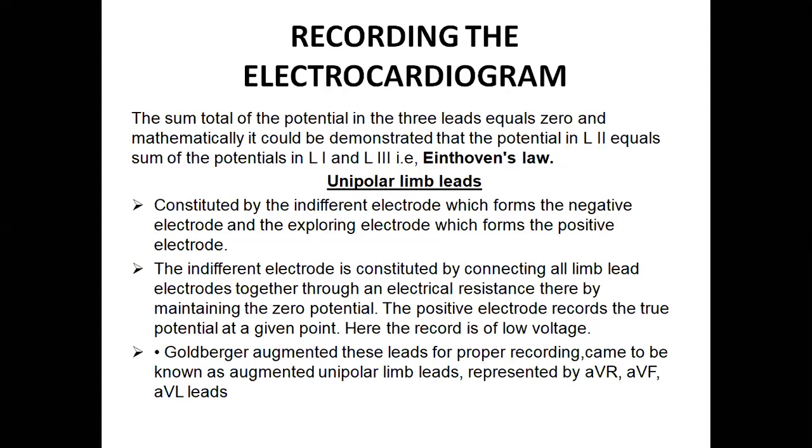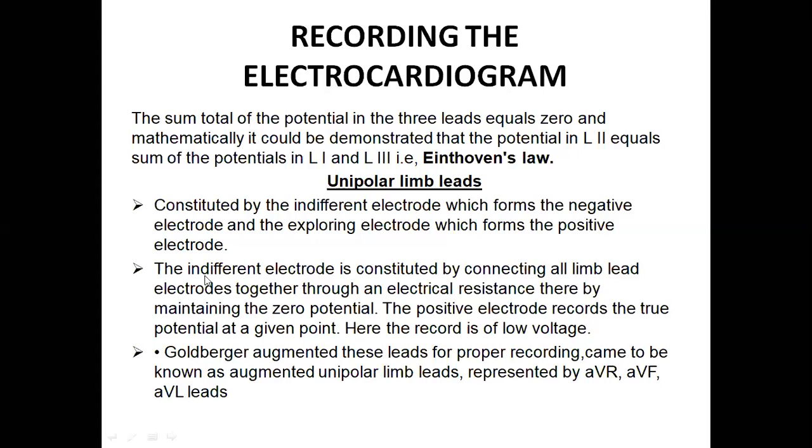Now for the unipolar limb leads, there are some specifications. These unipolar limb leads were constituted by a different electrode, which forms the negative electrode, and the exploring electrode, which forms the positive electrode. Okay, this is the positive electrode.